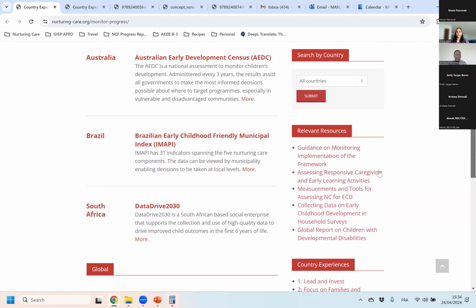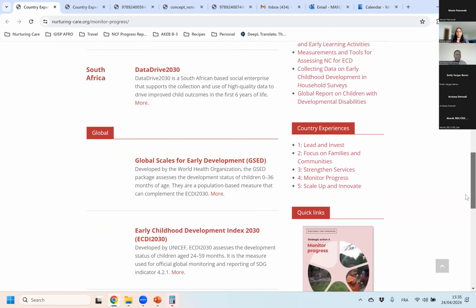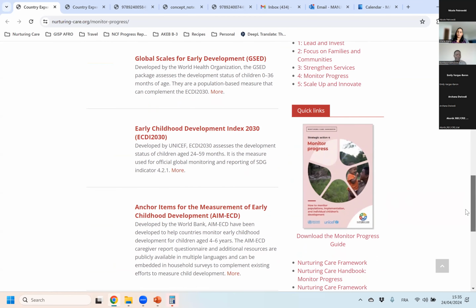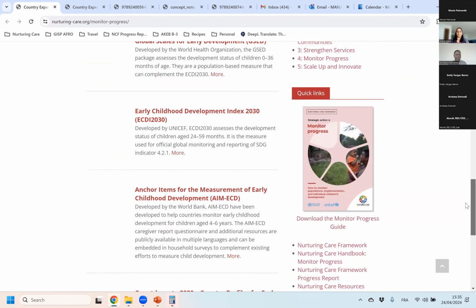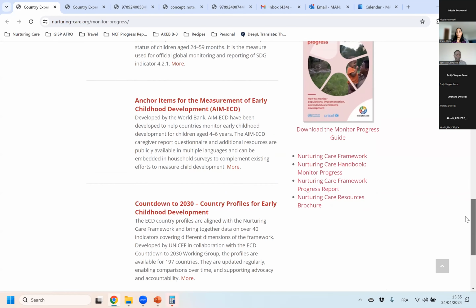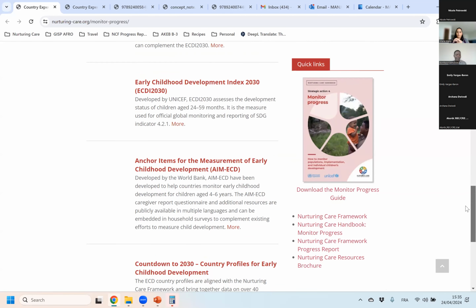You'll also see some of the work that's underway for assessing responsive caregiving and early learning, as well as more of the recent reports. You have also access to the 3 tools that Boniface mentioned, as well as the guide on monitor progress. So I would encourage you to take a look at this. It's sort of a one-stop shop where all the different pieces that we've talked about today are available.